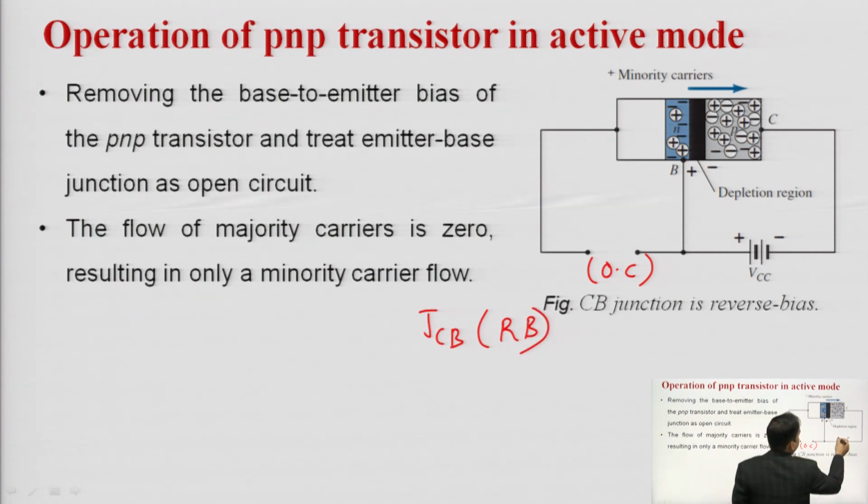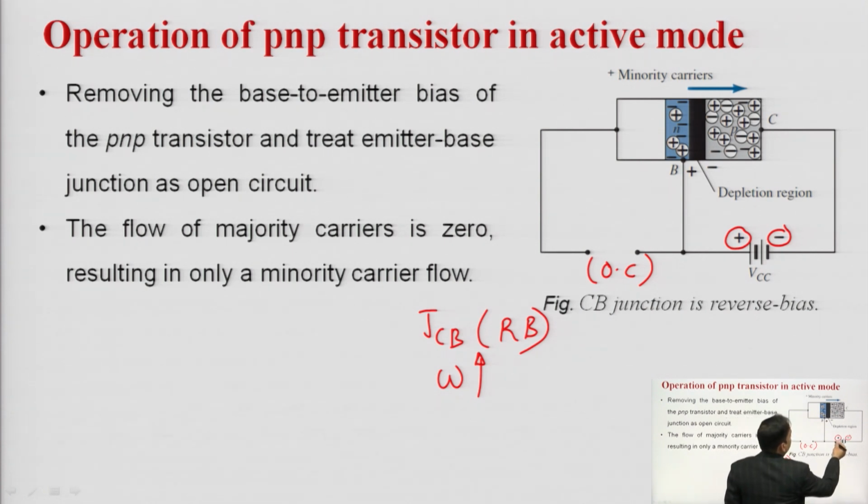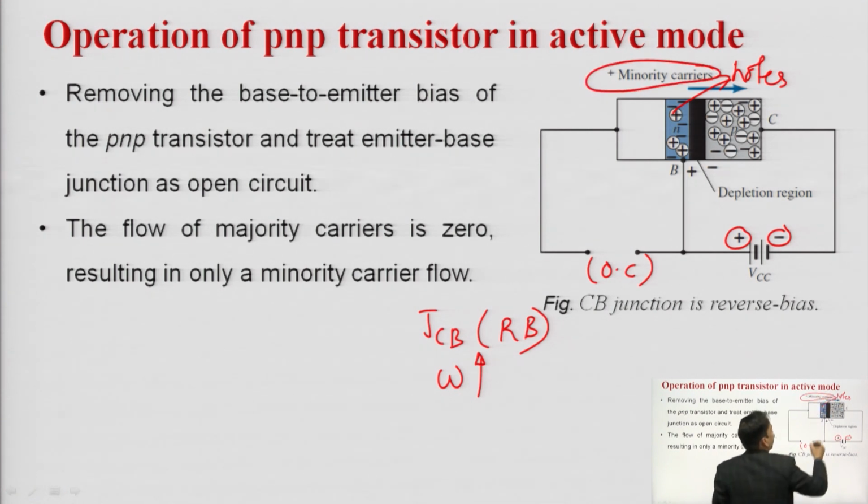Means the positive of the battery is connected to N type and the negative of the battery is connected to P type. So, as a result, during the reverse bias region, the width of the depletion region increases. As the width of the depletion region increases, what will happen? This positive of the battery will pressurize the holes in the N region. Now, holes in the N region are known as the minority charge carriers.